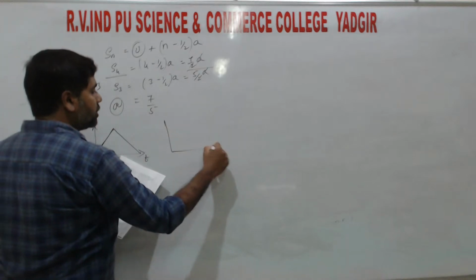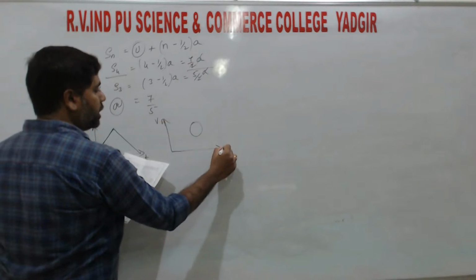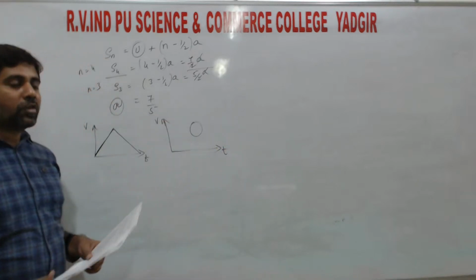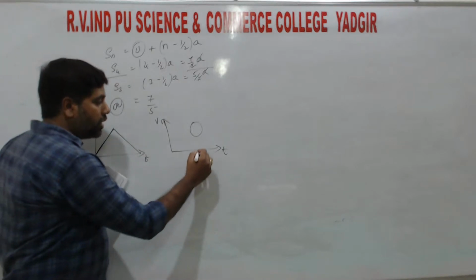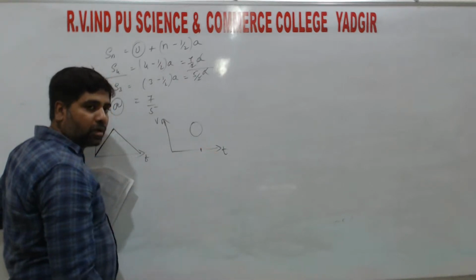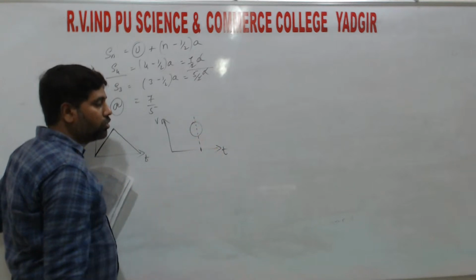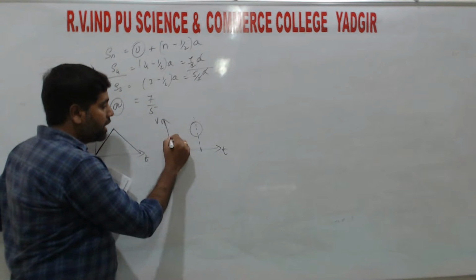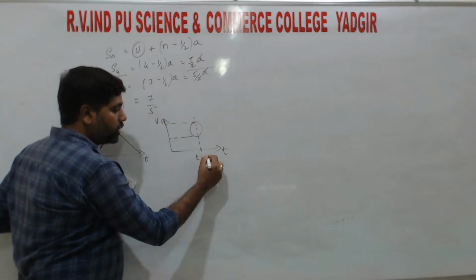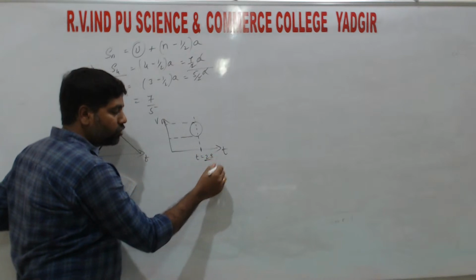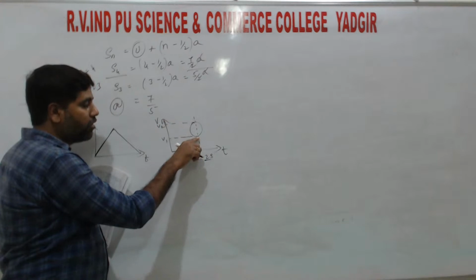The second curve is a circle, right? That is a v-t graph, velocity with respect to time. If at any particular time we find the velocity, and we draw one line perpendicular to the time axis, here we are getting two velocities. For example, at time t equals 2 seconds, at the same time we get two velocities, v1 and v2.